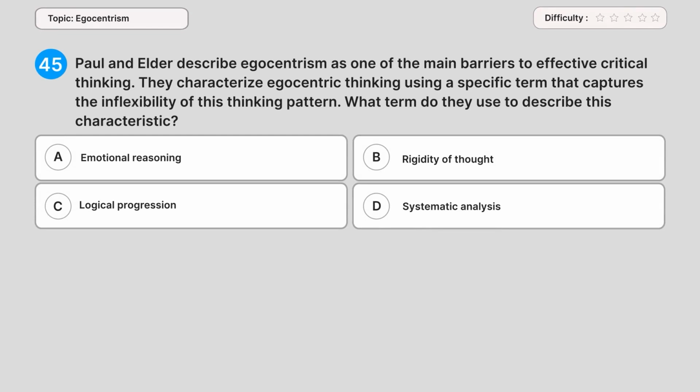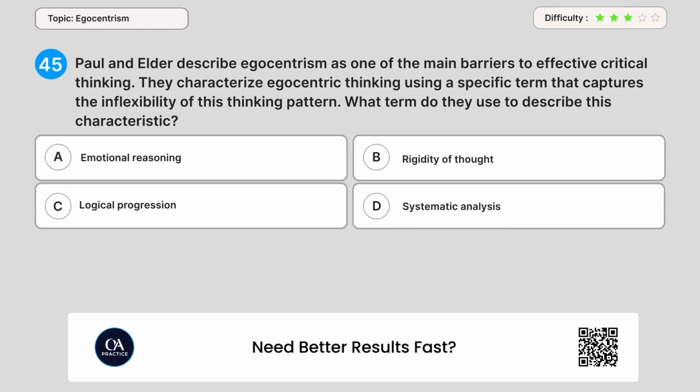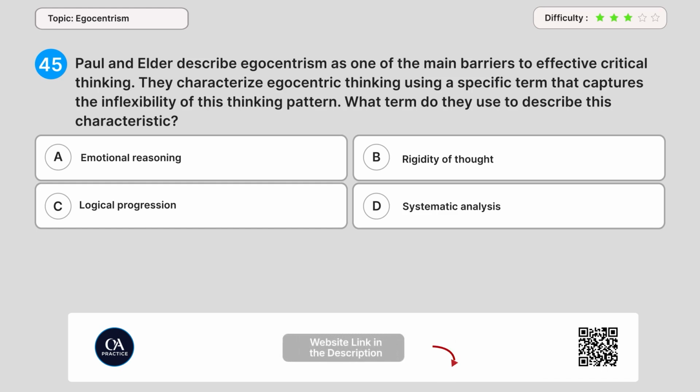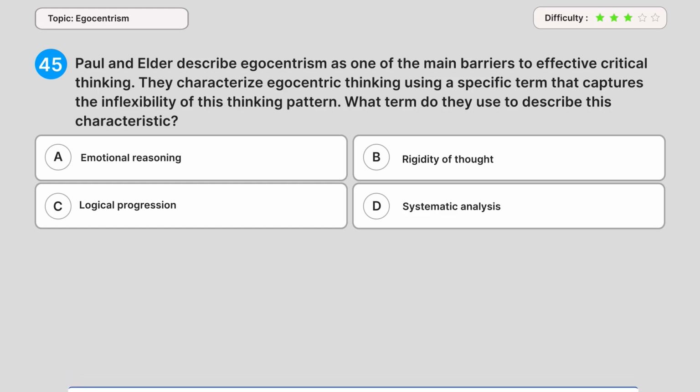45. Paul and Elder describe egocentrism as one of the main barriers to effective critical thinking. They characterize egocentric thinking using a specific term that captures the inflexibility of this thinking pattern. What term do they use to describe this characteristic? A. Emotional reasoning. B. Rigidity of thought. C. Logical progression. D. Systematic analysis.